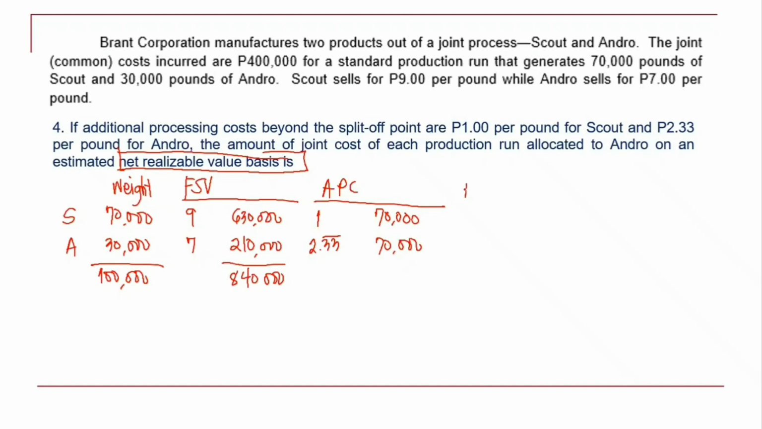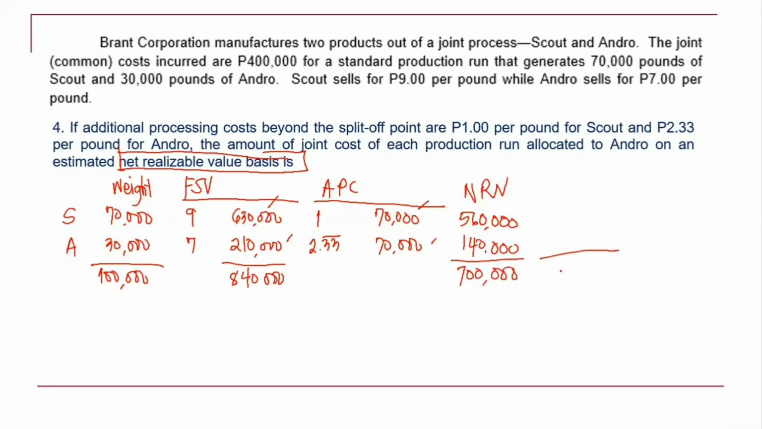Ngayon, to get the NRV, ang ginagawa natin, ito minus ito. So as if dinadala natin pabalik sa split-off point yung basis natin. So 630 minus 70, that would be 560,000. Tapos ang NRV naman ni Andro, 210 minus 70, that is 140,000. Ayan. So total NRV, di ba ito yung basis, total na natin. So that would be 700,000.